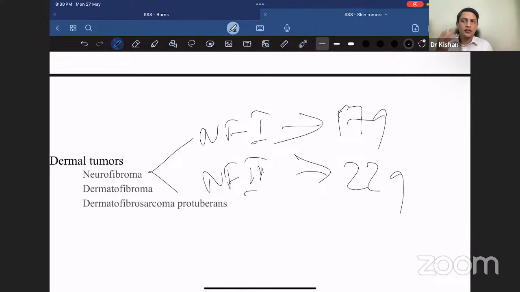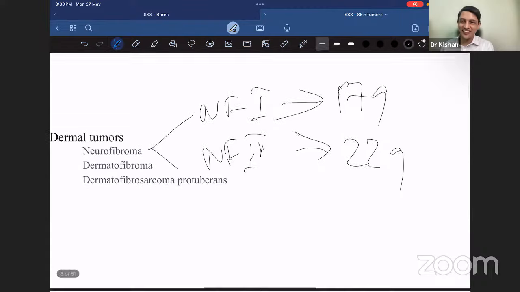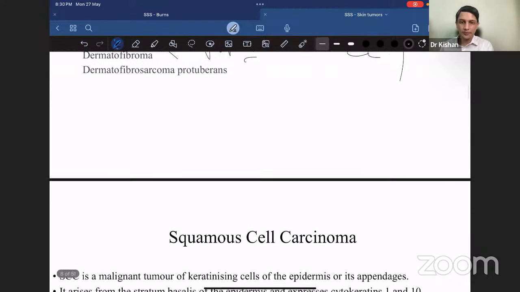And what are the other skin features in neurofibromatosis? You know, café-au-lait spots, Lisch nodules. Correct? So that's not the purview of our class here. We are surgeons. Okay. So better to know them.